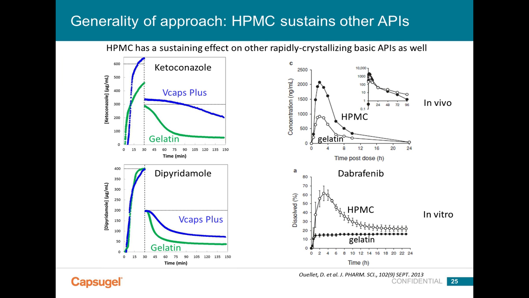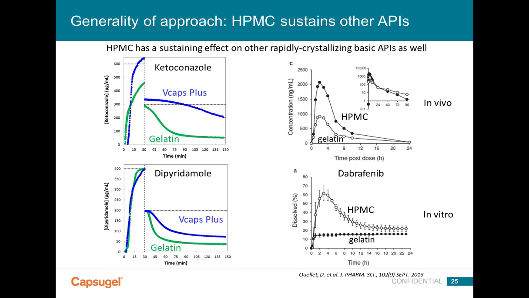This approach, formulating in a VCAPS+ to get increased performance, is also quite general with weakly basic compounds. Itraconazole is a model weakly basic compound which quickly crystallizes during this gastric to intestinal transfer test shown in the top left. When ketoconazole is put in a VCAPS+, the sustainment is again extended significantly. The same is also true for dipyridamole, shown in the bottom left.